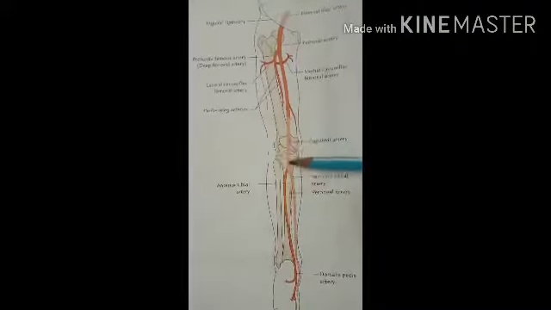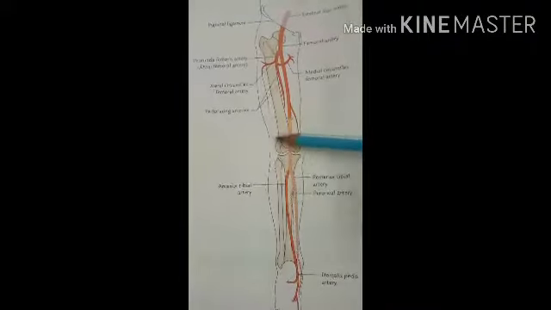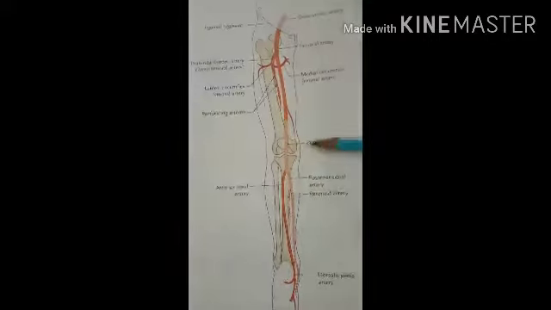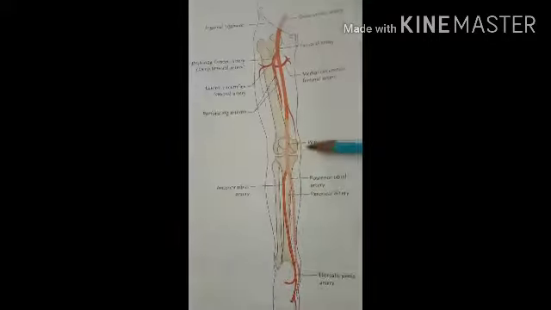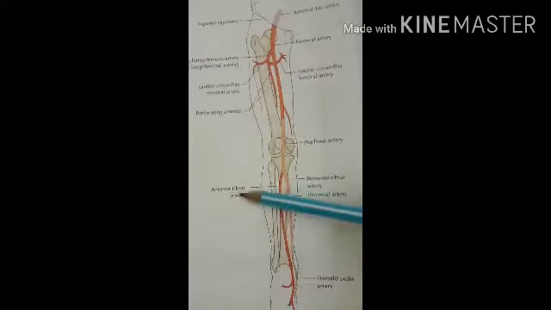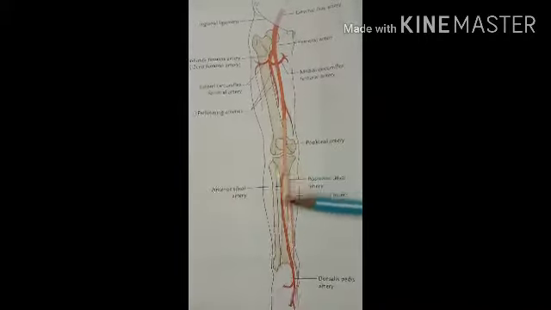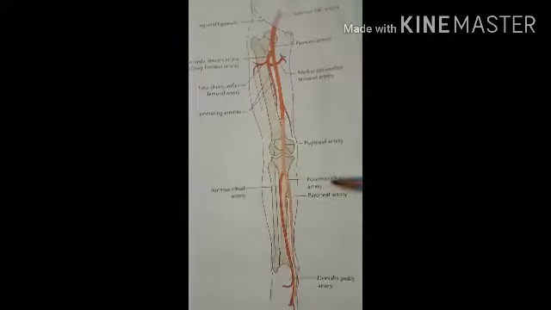Here, in light color, you can see that the artery is present on the posterior part of the knee joint. As it enters into the popliteal fossa, the name of that artery is called the popliteal artery. Then in the lower part of the popliteal fossa, this artery is again divided into two branches. First, which comes into the anterior compartment of the leg, is called the anterior tibial artery. The other, the large branch of the popliteal artery, is present in the posterior part of the leg, so it is called the posterior tibial artery.